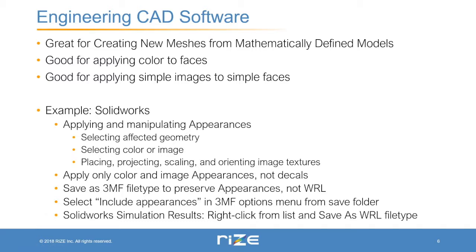The one other thing I wanted to mention is that another thing you can do in SolidWorks involving color without appearances is creating simulation models. So if you use SolidWorks simulation and create a model with stress data or displacement data, then that will color the surface of that model using a whole spectrum of different colors. And in order to save that, what you'll have to do is right-click on the set of results from the list and save that as a WRL. And in that case, it will preserve all of the color information that you need.